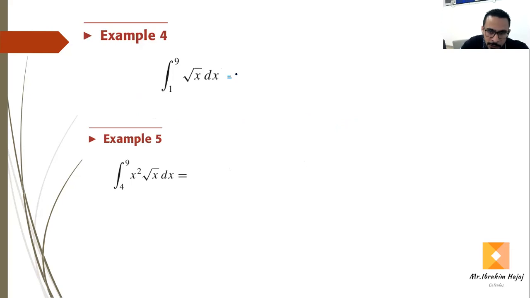This is the relationship between indefinite and definite integral. Example 4. Let me ask Faris Matar, yes? What's the answer here? Yes, mister.